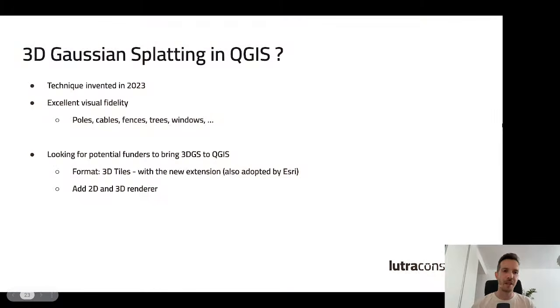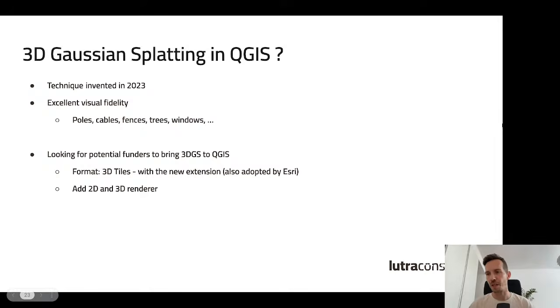So I think this is something that should eventually get to QGIS as well to stay relevant. This is something we would like to add at some point. So we are looking for potential funders that would be interested to help us to bring the 3D Gaussian splatting to QGIS.